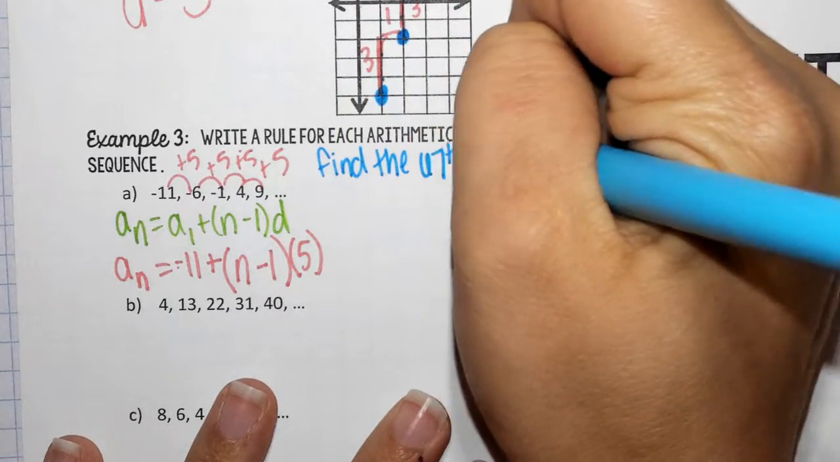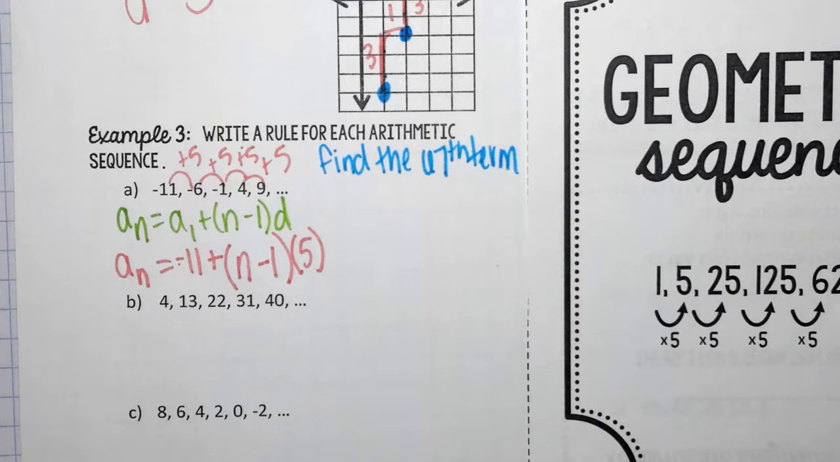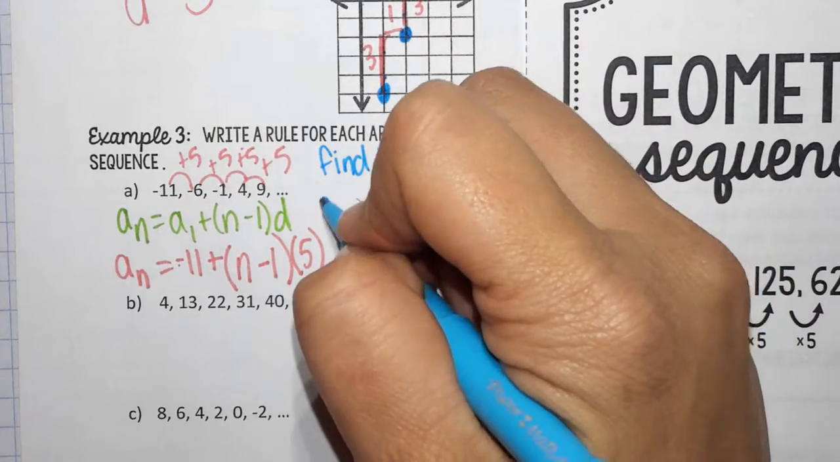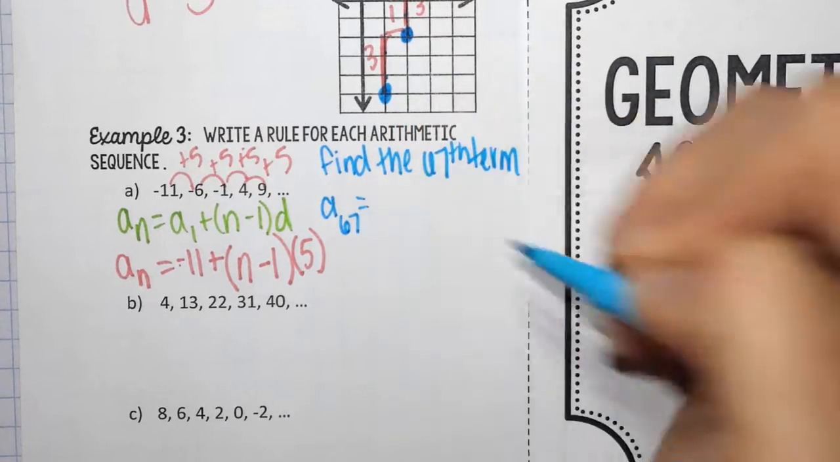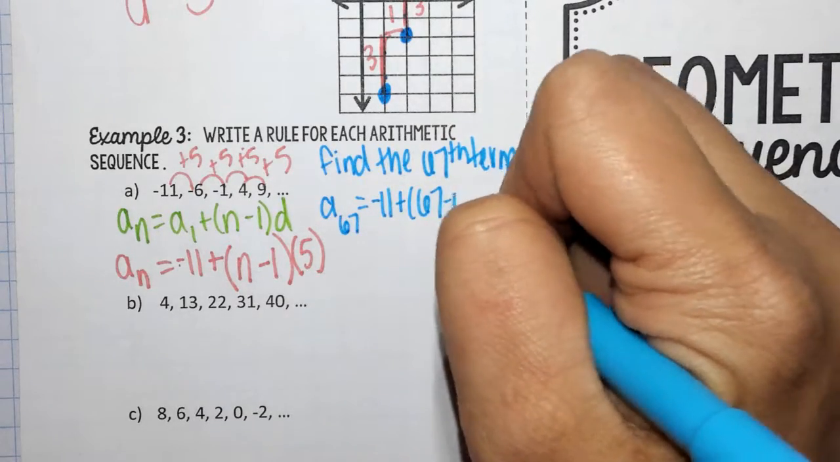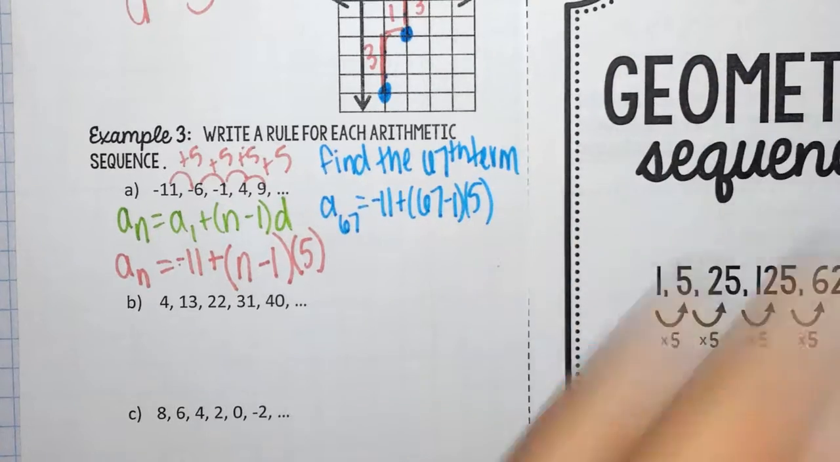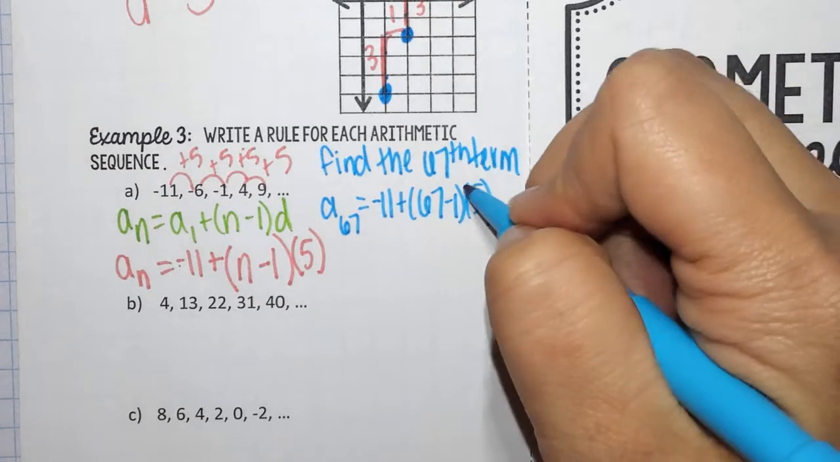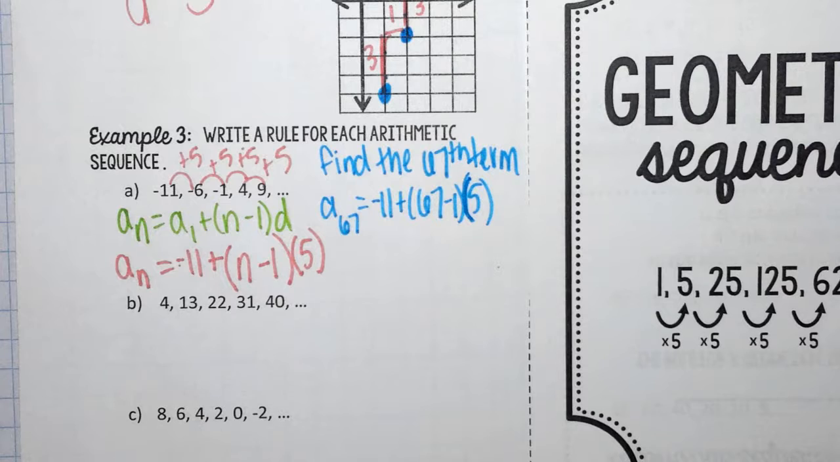All right, so now what I want us to do is find the 67th term. Now, do we really want to add 5 67 times? No. That would be craziness. So, what you do is you write A sub 67 equals negative 11 plus 67 minus 1 times 5. So all we did this time was plug in 67 for n. That's it. That's all we did. Okay. Does everybody understand? Yes.